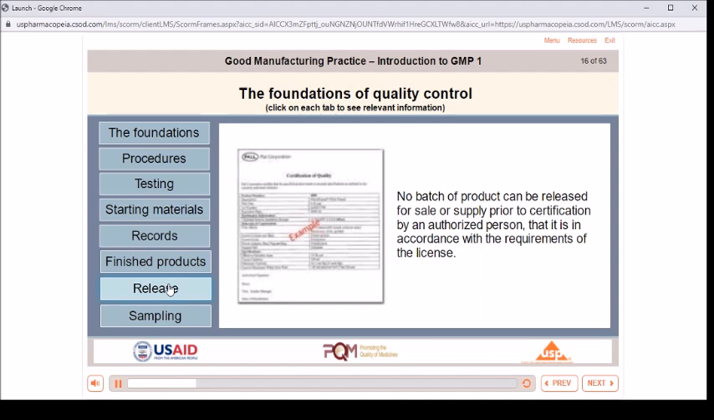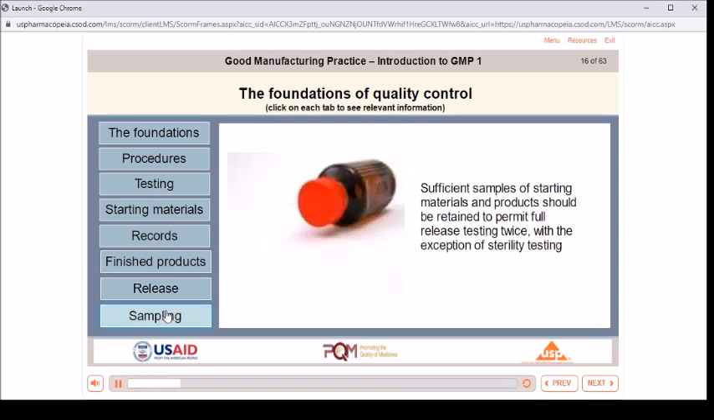Release. No batch of product can be released for sale or supply prior to certification by an authorized person that it is in accordance with the requirements of the license. Sampling. Sufficient samples of starting materials and products should be retained to permit full release testing twice, with the exception of sterility testing.